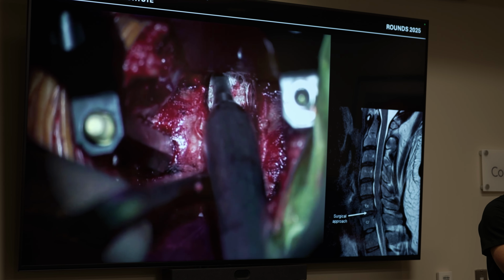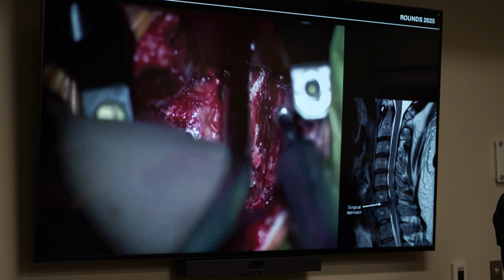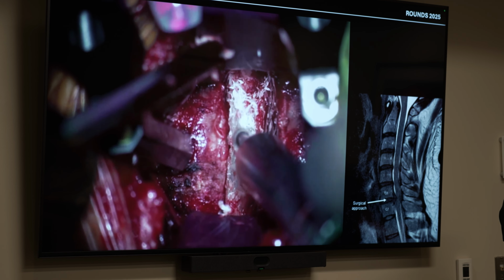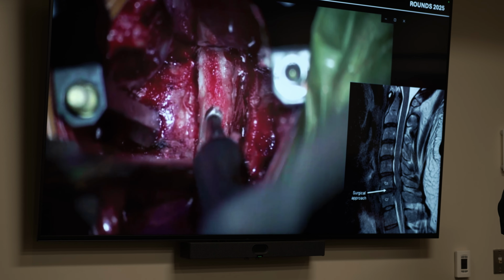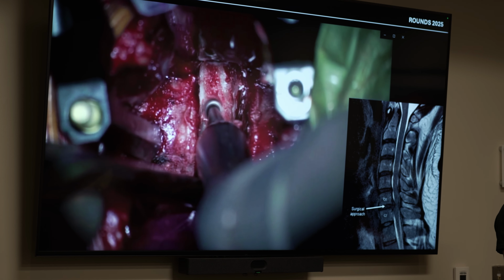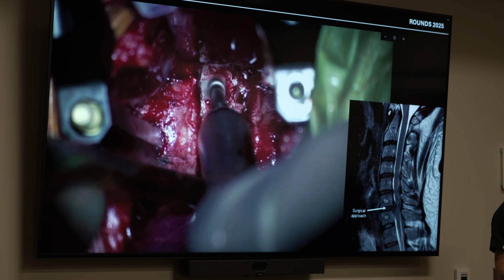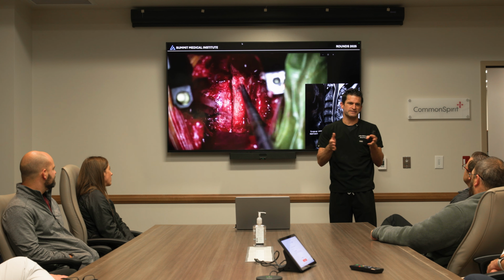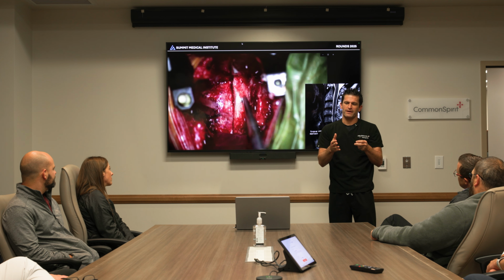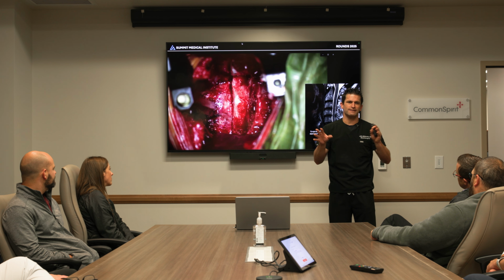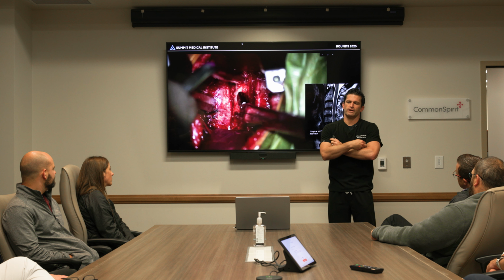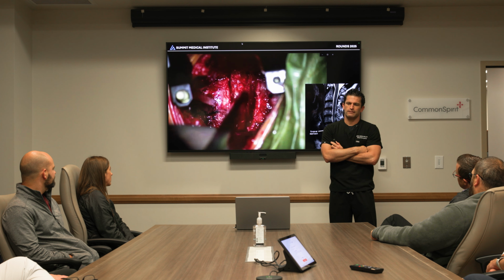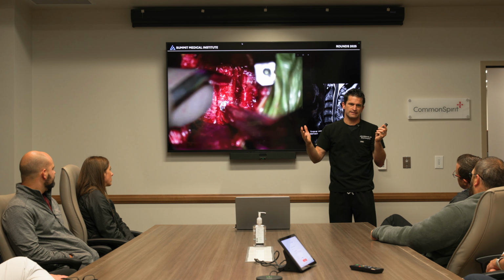Does anybody know what structure is being drilled right there? Paul knows. Yeah, so what my initial chairman in residency used to say, show me the smile. And what he meant by that is take the disc out completely enough and get lateral enough to see the curve of the uncovertebral joints on the two ends of the disc space.